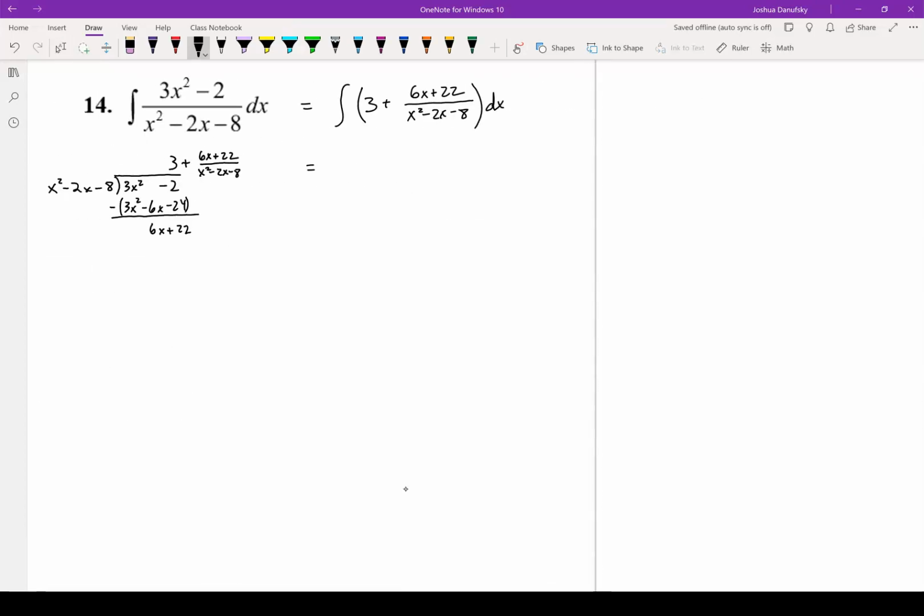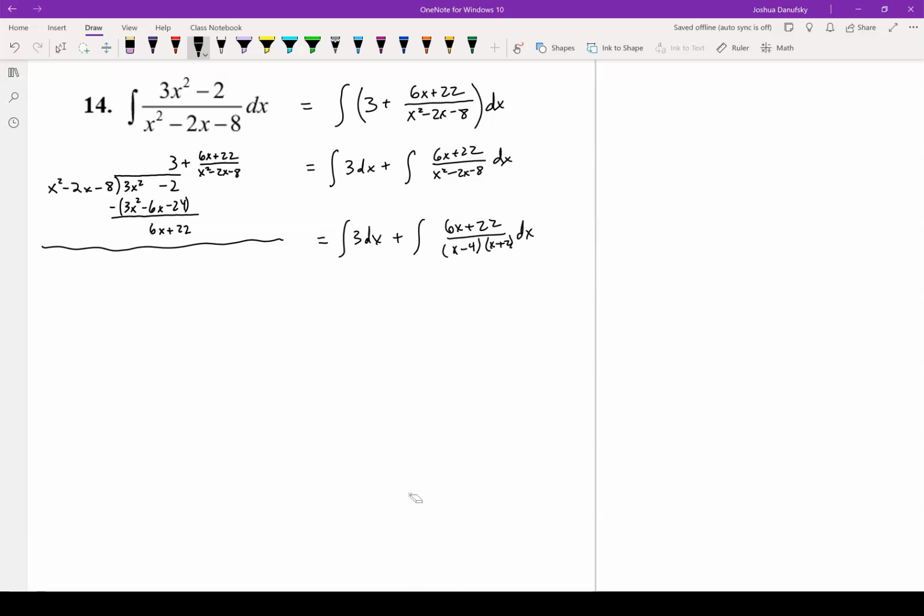Now we'll split this up into two separate integrals. So we have the integral of 3 dx plus the integral of 6x plus 22 over x squared minus 2x minus 8 dx. And with that second integral, we'll go ahead and do a partial fraction decomposition. So first we'll factor. We notice that we have two linear factors in the denominator.